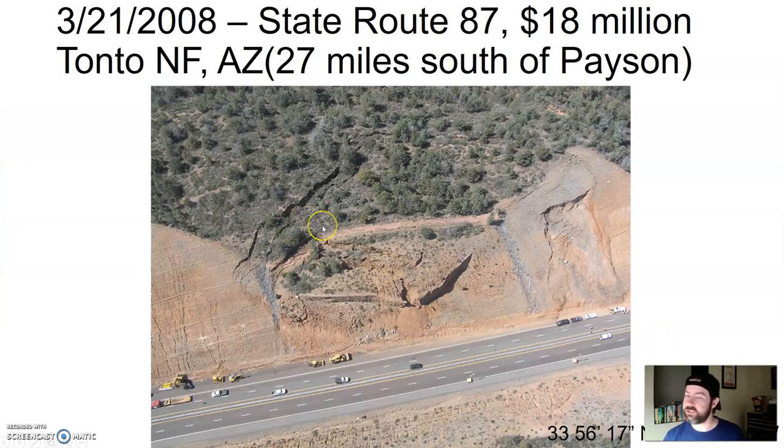U.S. Route 87, or State Route 87. Let's keep it in the 80s. Man, if you're driving on a Route 80 in Arizona, I guess watch out, because that means landslide. So $18 million.